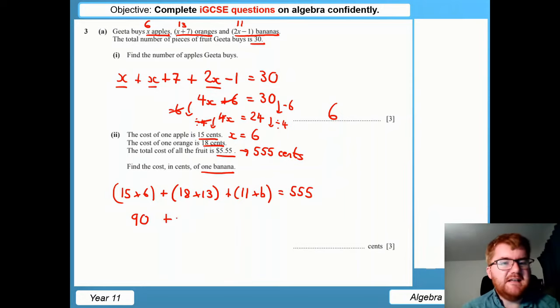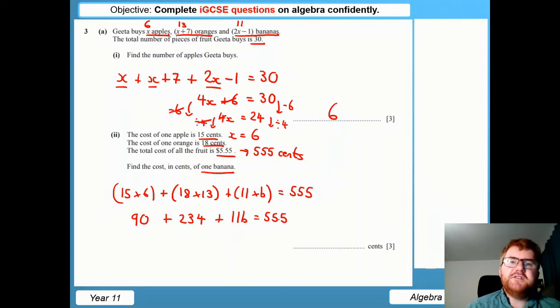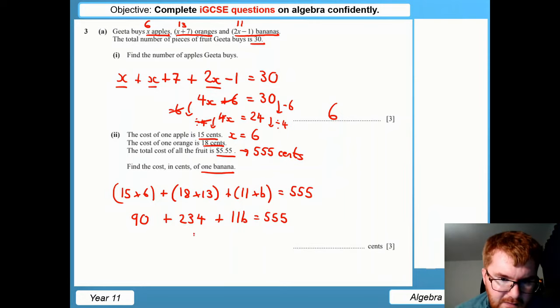And then we're going to do 18 times 13 here. So 18 times 13 is 234. And then we've got 11 times b, which is just 11b. And then we have 555. Notice the way I've set up the equation here. Once I work out b, that is my answer, and I can just write it down. So if we tidy this up slightly, 234 plus 90, again, use your calculator, don't be shy. So we get 11b plus 324.